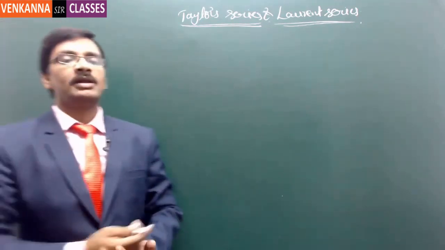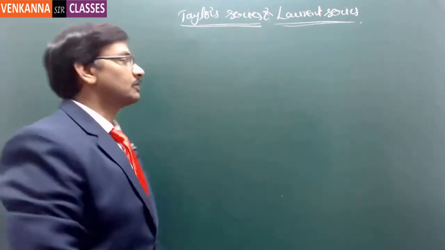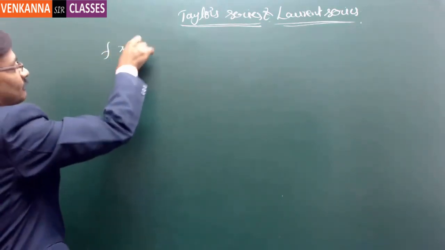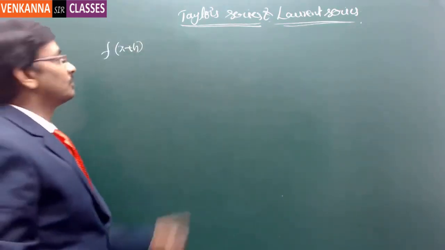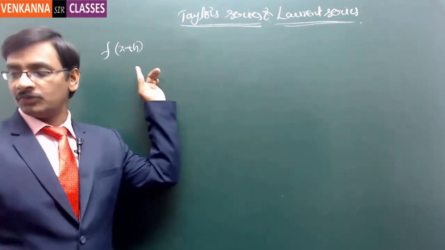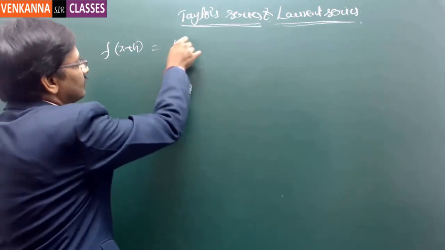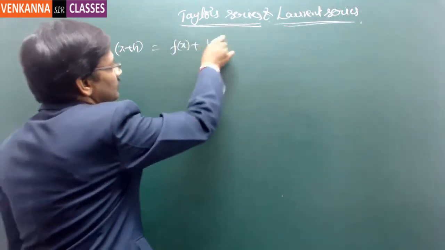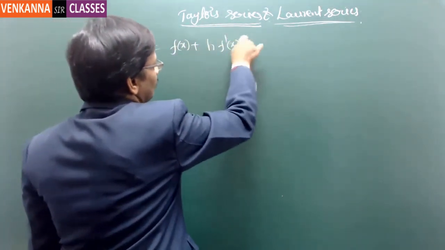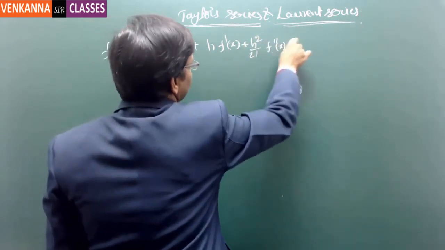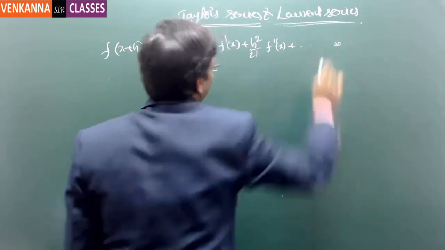So I hope you people are aware of what a Taylor series is, right? Suppose there is f of x plus h, where h is a minor distance by which it is deviated from the x value. This can be expressed as f of x plus h into f dash of x plus h square by 2 factorial into f double dash of x plus and so on, up to infinity.